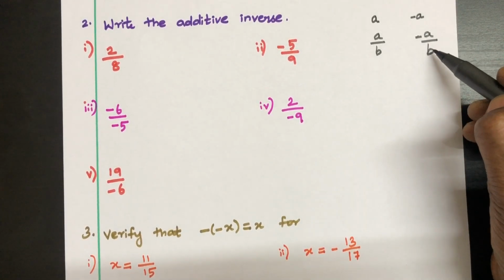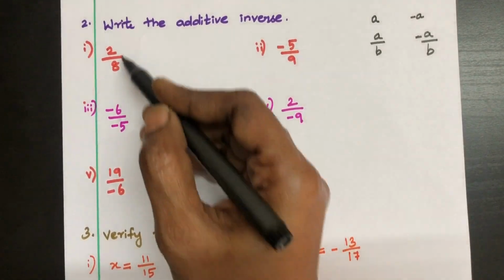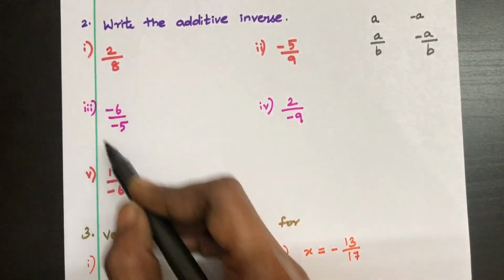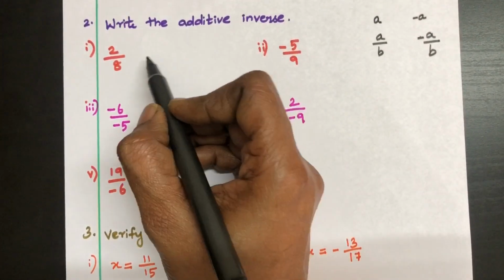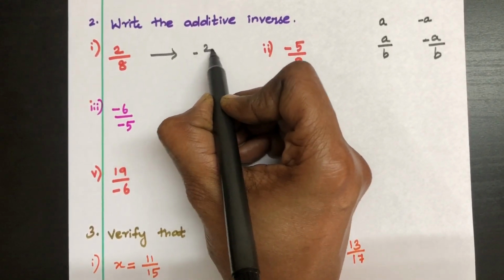Similarly, for negative a by b, additive inverse is positive a by b. So here we are going to give additive inverse for all these fractions. So additive inverse is minus 2 by 8.